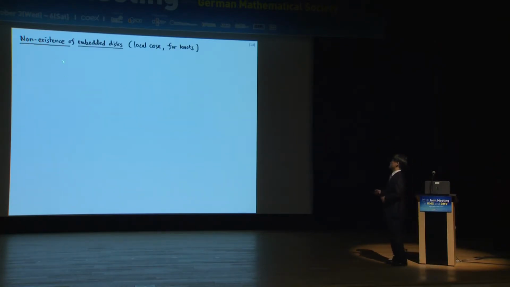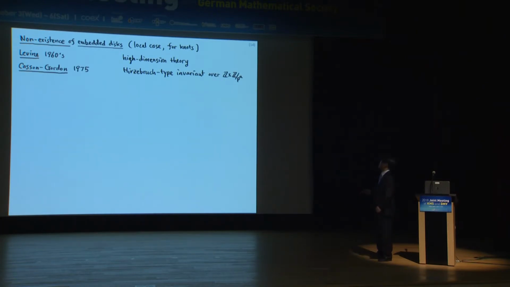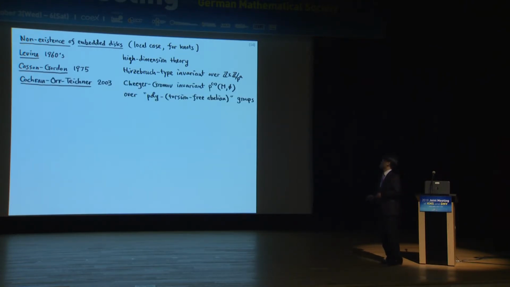On the other hand, let me now focus on non-existence results, namely obstructions to disk embedding. The game was started, I would say, by Jerome Levine in the 60s. Actually, he developed a high-dimensional theory, but it gave us invariants and obstructions for disk embedding in dimension 4.